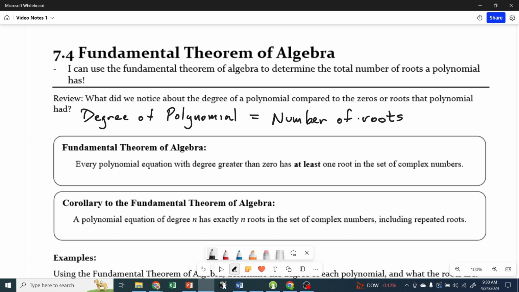So the fundamental theorem of algebra states every polynomial equation with a degree greater than 0 has at least one root in the set of complex numbers. Now the corollary to this is that a polynomial equation of degree n has exactly n roots in the set of complex numbers, including repeated roots.